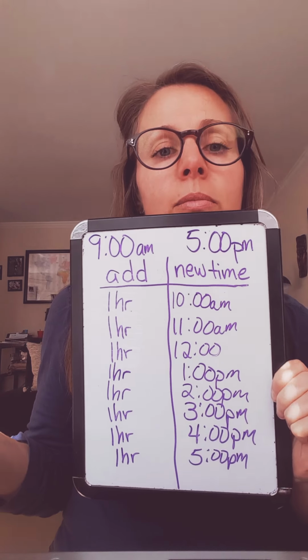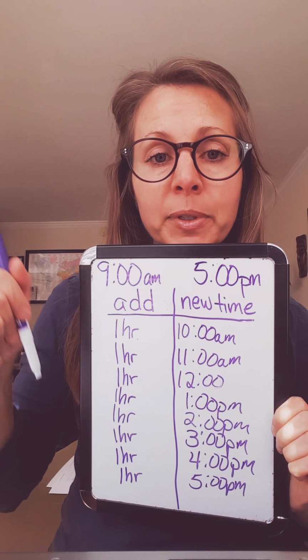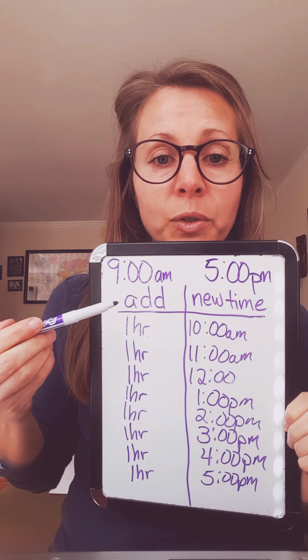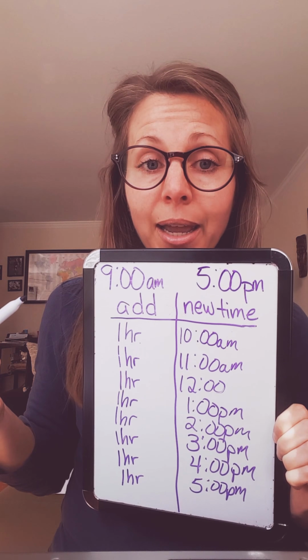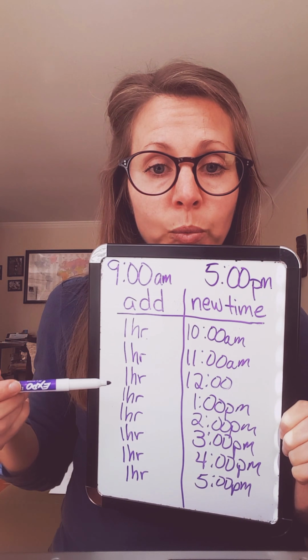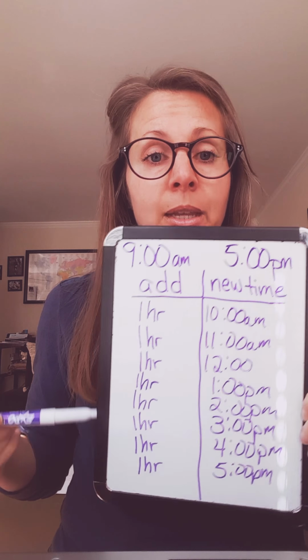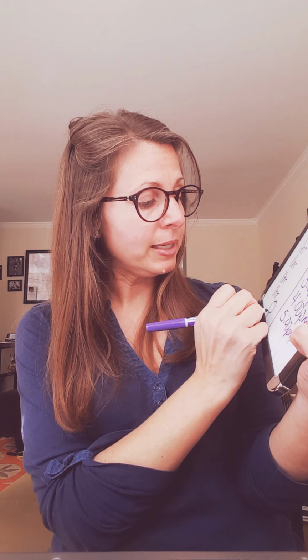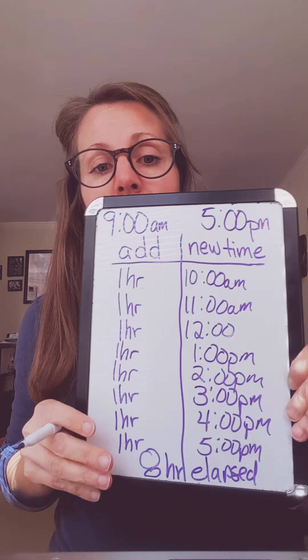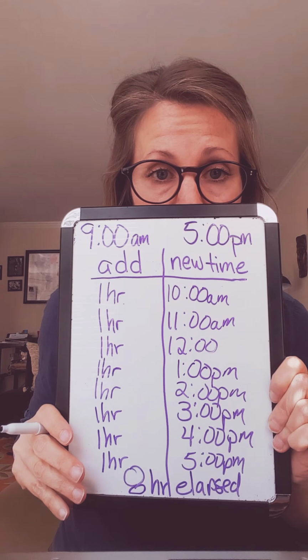Okay, now all we have to do to get the elapsed time, the time that went by, is to go to our add column and add 1, 2, 3, 4, 5, 6, 7, 8. Our answer is 8 hours of elapsed time. Okay? All right?